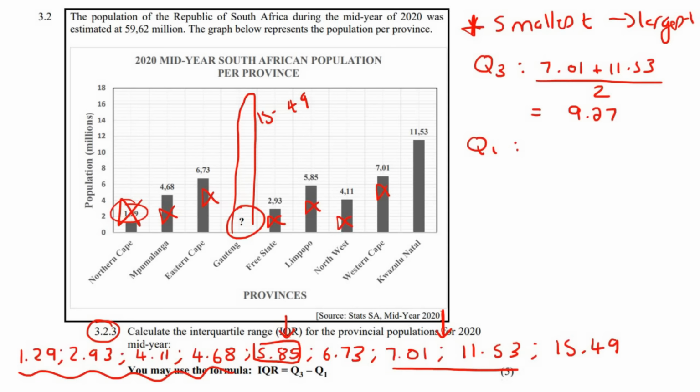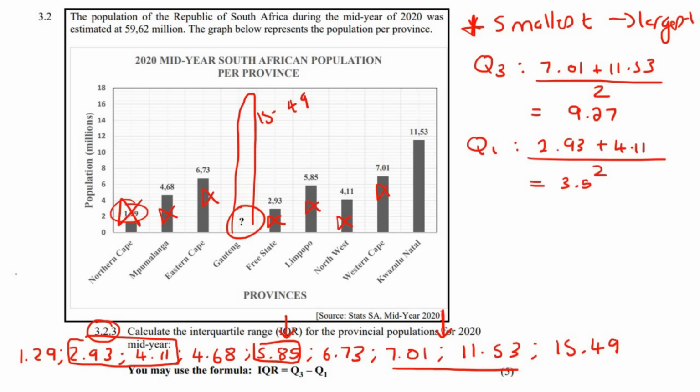So here's the lower half. So what is the middle of these 4 numbers? Well, it would be somewhere between these 2. So you're just going to add those 2 numbers together, but then divide that by 2. And that'll be 3.52. And so now we can use our formula, which is Q3 minus Q1. And that's going to be 9.27, take away 3.52. And that'll be 5.75. And then remember that that's actually in million, so we can say million.